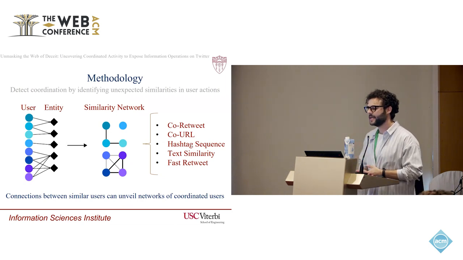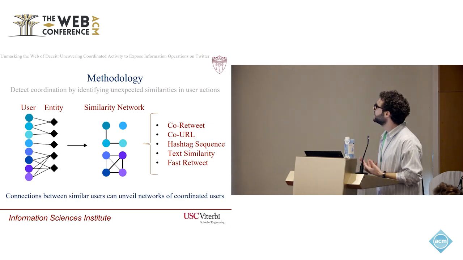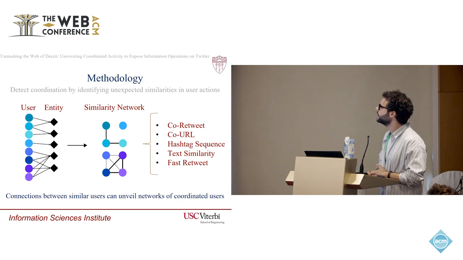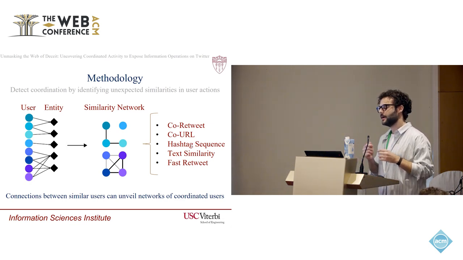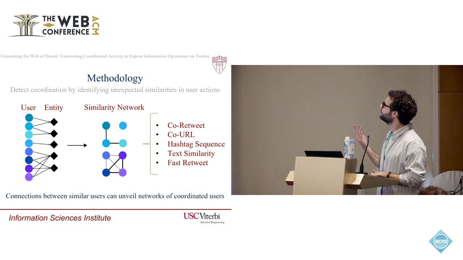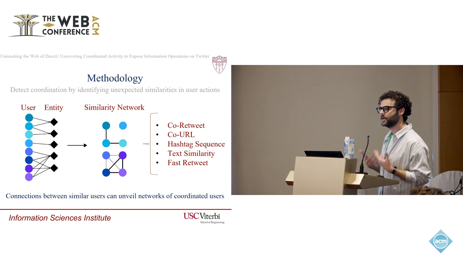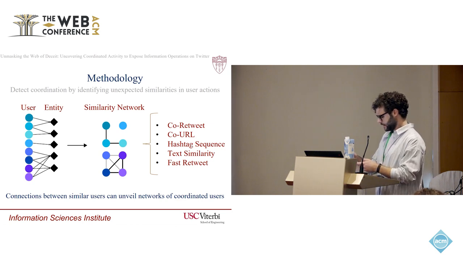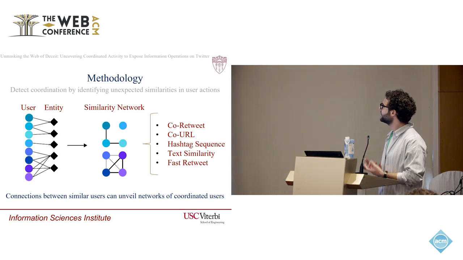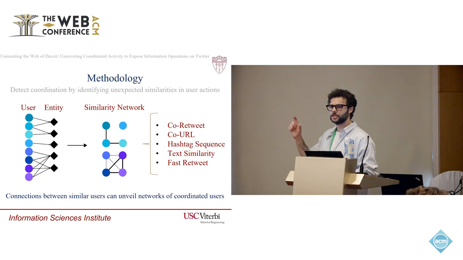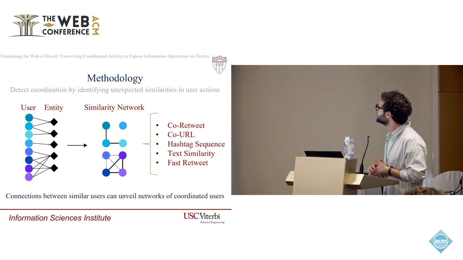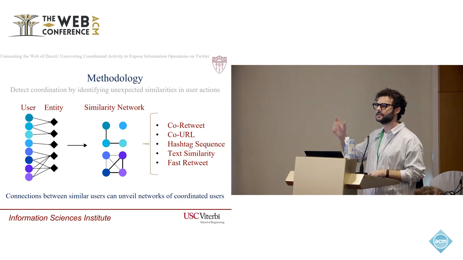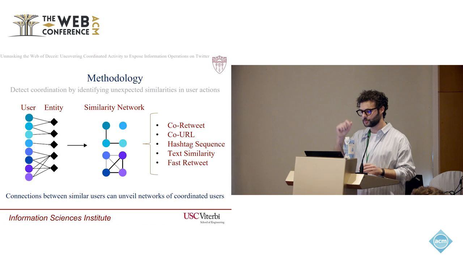So instead of having an interaction network, we can have similarity networks, which is one of the main techniques when it comes to detecting coordination. The idea there is that we want to pinpoint unexpected or exceptional similarities in user behaviors, looking at a variety of sharing activities, like resharing the same content, sharing the same URL, sharing the same hashtags, having similar original content, or having behaviors similar to automation. We can compute these similarities and build similarity networks, where each edge represents the similarity between two nodes. So the higher the similarity, the higher the weight of the edge between these two nodes.